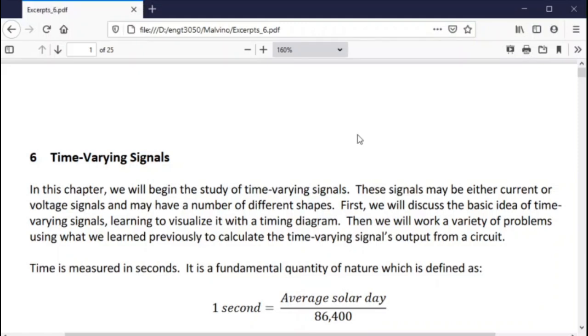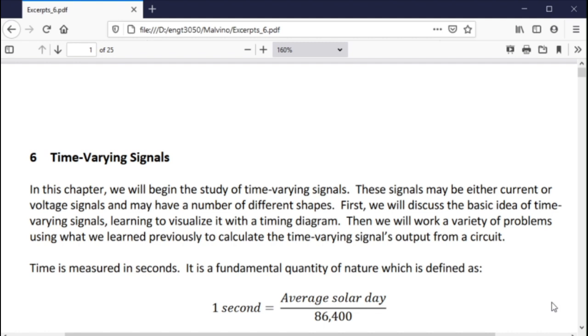Hello, we're going to be looking at Chapter 6, which is time varying signals. The only difference between this chapter and prior chapters is that now we're varying the waveform of the DC signal, but it's not DC anymore, it's time varying. So basically it's at a point in time. We can use the same calculations that we did before, but the same problem is going to have to be calculated multiple times. And we'll find that through the course of this chapter.